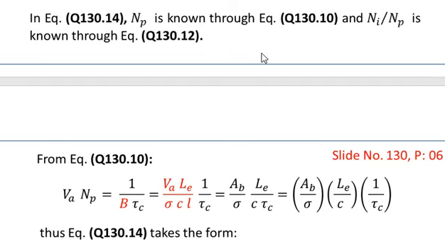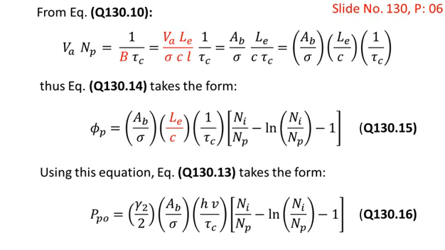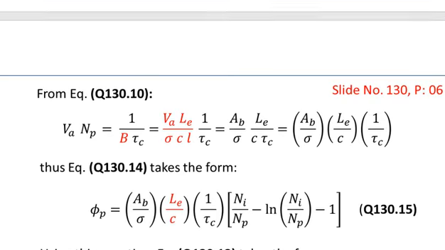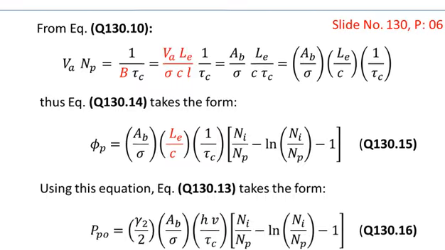And then you can rearrange these terms in the form of the product of three parentheses. The first parenthesis contains AB over sigma. The second parenthesis contains Le over C. The third parenthesis is 1 over tau C. Thus, equation number 14 can be written in this form by replacing Va times Np by the product of these three parentheses, which is reproduced over here.